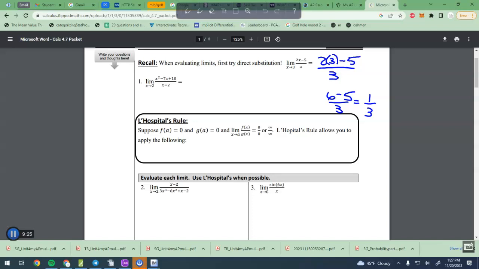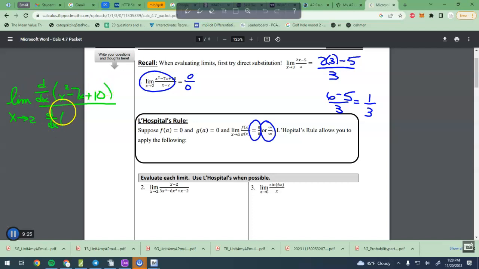This one, if I try to plug in, what's going to happen? It's not going to work. Top and the bottom are going to be 0. So if the top and the bottom are equal to 0 over 0, or infinity over infinity, either way, I'm going to put 0 over 0. And what L'Hopital's rule says is that you are allowed to take the derivative of the top and the derivative of the bottom, and then try your limit again.